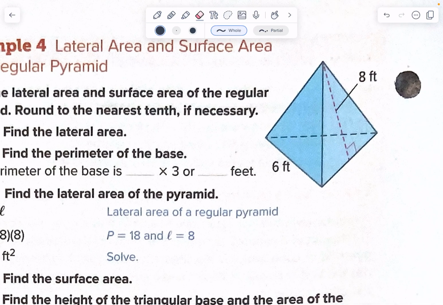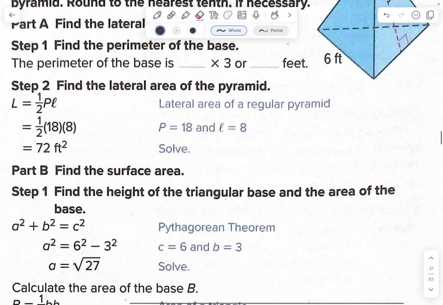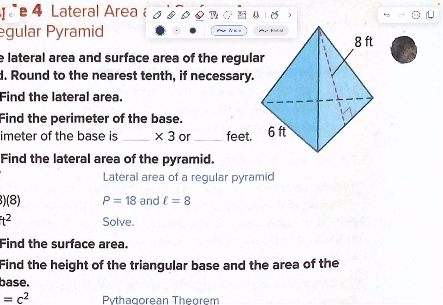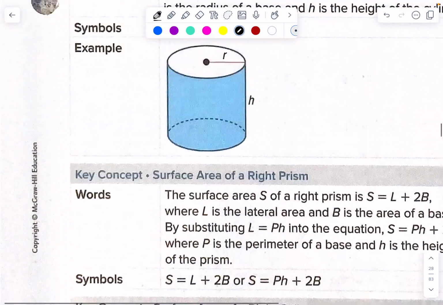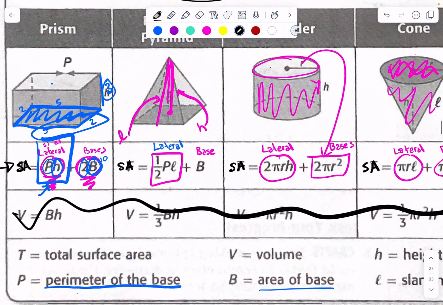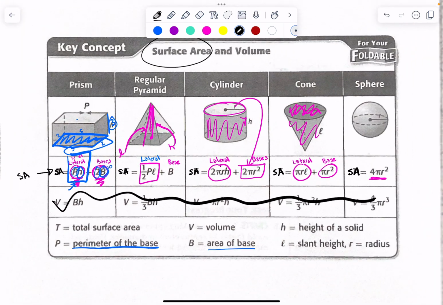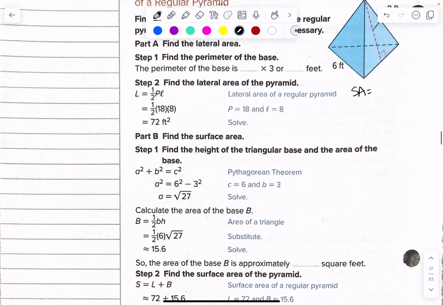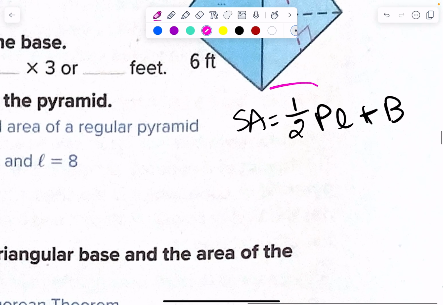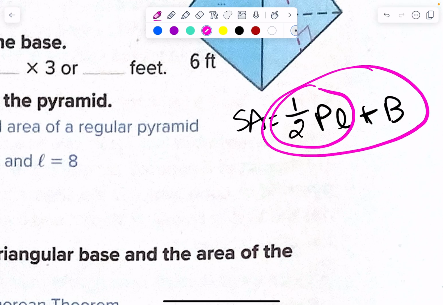And for a pyramid, the formula for surface area, I've got to go look back. Probably just could have gone to that one. That's okay. Pyramid: 1/2 PL plus capital B. Here we go. 1/2 P times the slant height plus capital B. Again, they're asking for the lateral area first, which is just going to be this part. That's the lateral. And then they're asking for the whole thing, so the whole surface area.